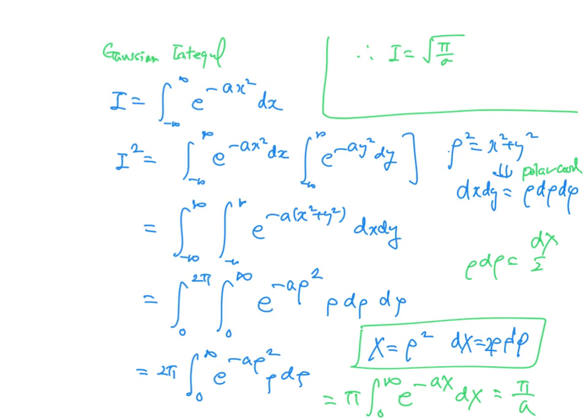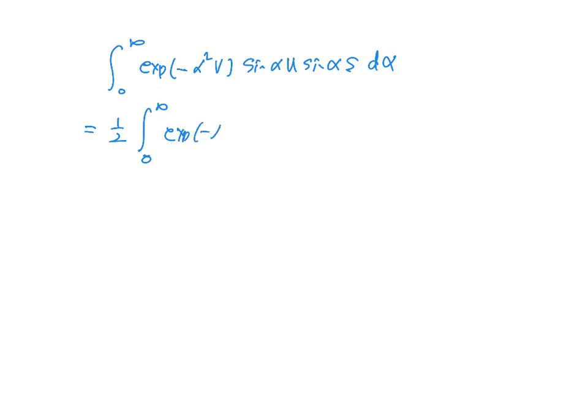So let's go back to the solution. We have this knowledge. So, exponential minus alpha squared v, sine alpha u, sine alpha s, d alpha. Let's do this integral first. It is 1/2 exponential minus alpha squared v times cosine alpha (s minus u) minus cosine alpha (s plus u), d alpha.